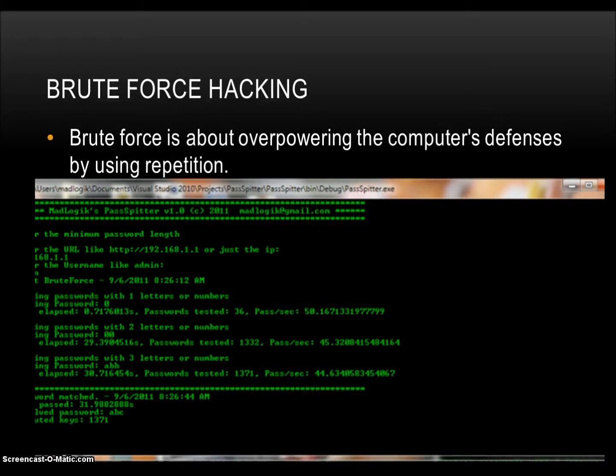And here you can see in this picture, it is a command prompt of a password cracker, and you can see some of the different commands that go into that.